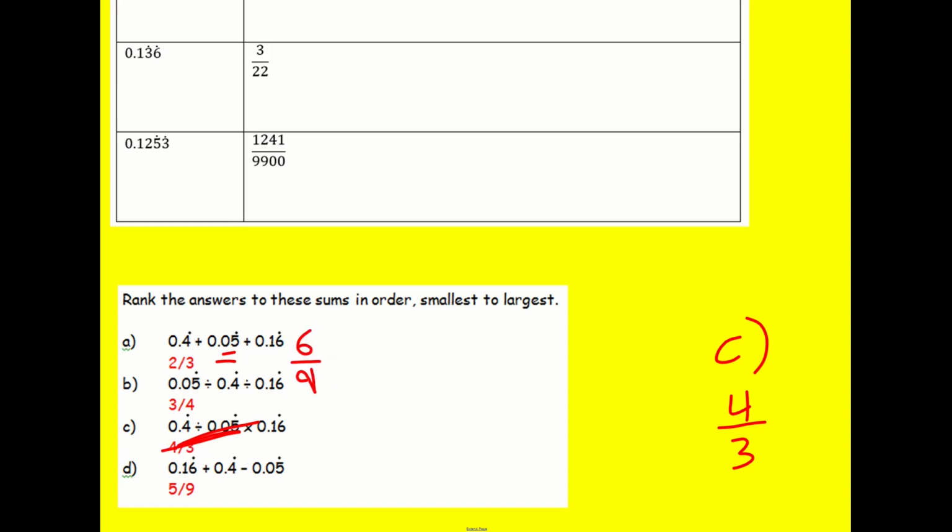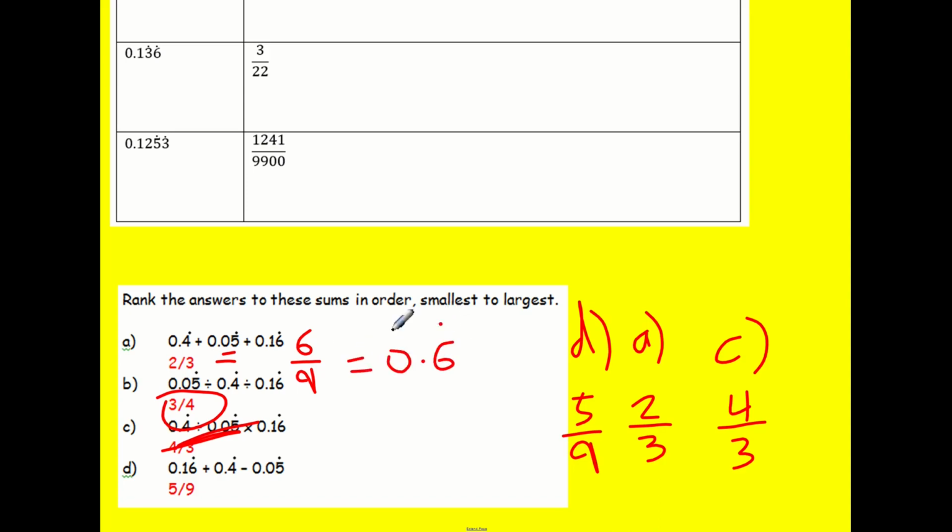So I can see that D, 5/9, is going to be before my A, which is 2/3. Final question then is just this 3/4. Well, 2/3 is actually 0.6 recurring, whereas 3/4 is 0.75. So I can see that 3/4 is going to be the one that goes here. Okay, so hopefully you did all right at that. Well done on recurring decimals.